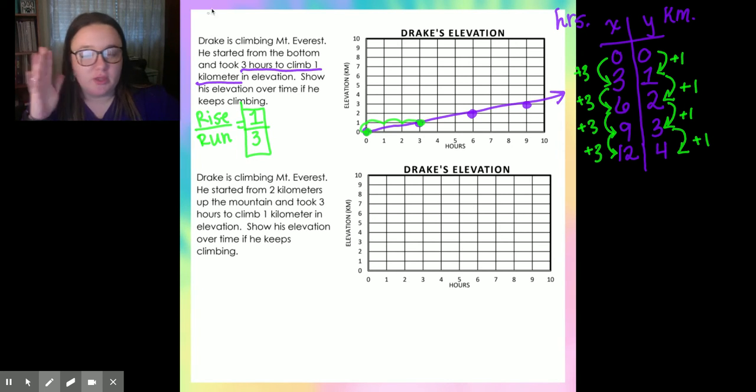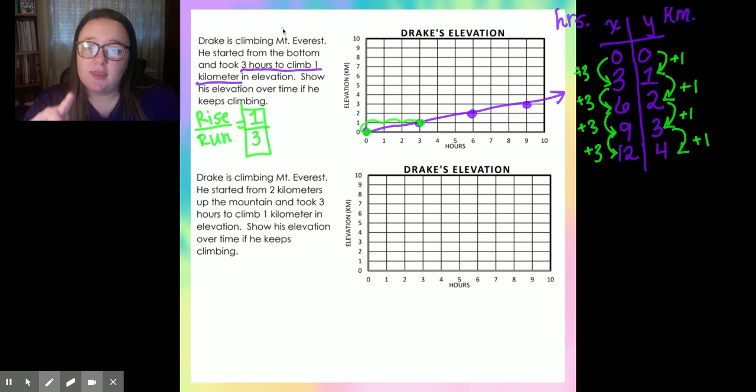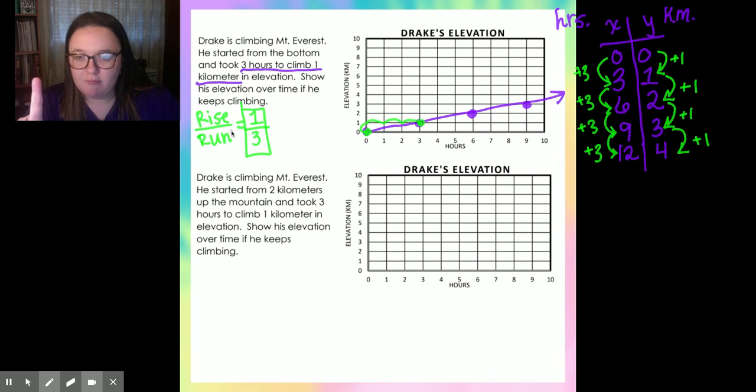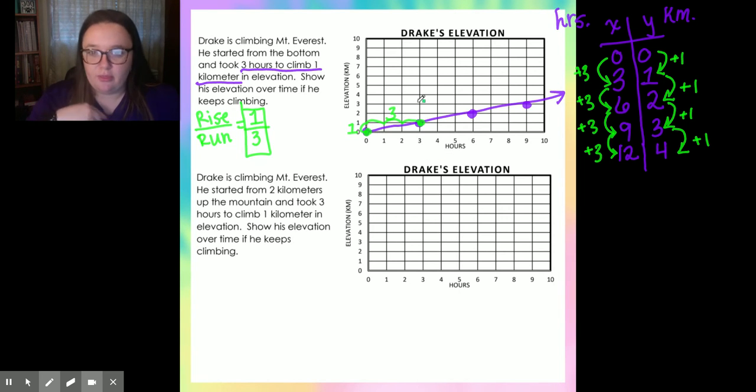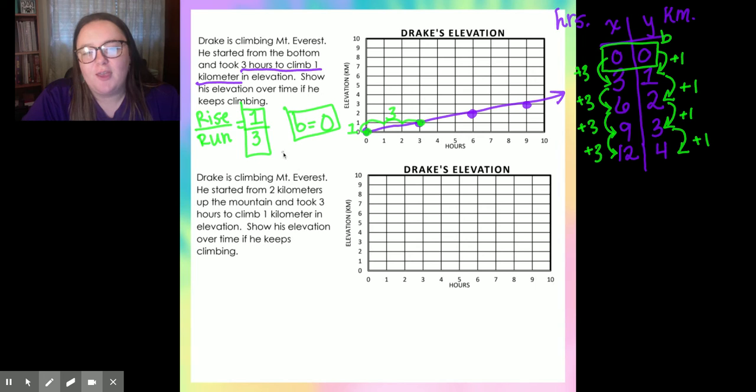So let's look at this word problem. Could we have gotten that slope just by looking at that word problem? It took 3 hours to climb 1 kilometer, right? So 1 kilometer in 3 hours. We can tell that from our table and from our graph. Our slope was rise over run, so 1 over 3. Our y-intercept, or our beginning, our b here, how much did he start with? What was that beginning? 0. Right, our b was 0. So again, if you want to be ahead of the ball game and you want to write that equation out, it would be y equals mx plus b. There's that equation to put you ahead and already into the next unit.